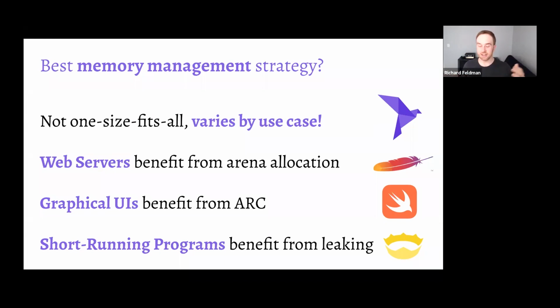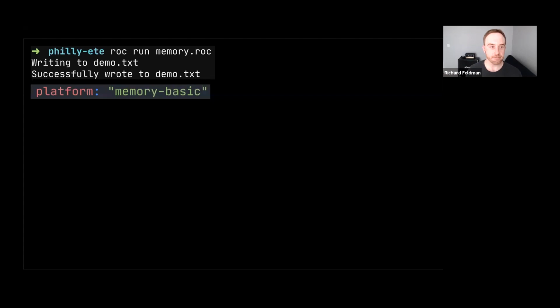Short-running programs like linters might actually just benefit from leaking, and Nim is a language that lets you configure between leaking, Arc, that is automatic reference counting, or tracing GC. And Roc is a language that lets you choose, at least at the platform level, where the platform author can choose: I want automatic reference counting, or I want to leak, or I want to use arena allocation. And as far as I know, this is the first language that actually lets you do automatic arena allocation, which for me is a very exciting prospect.